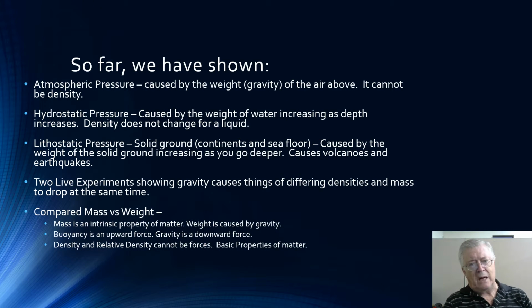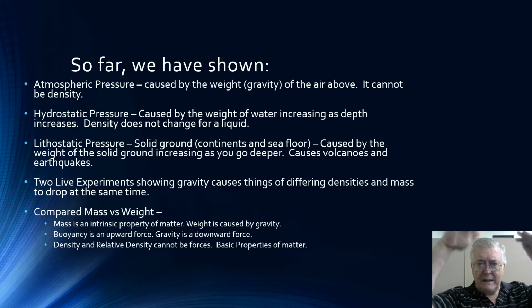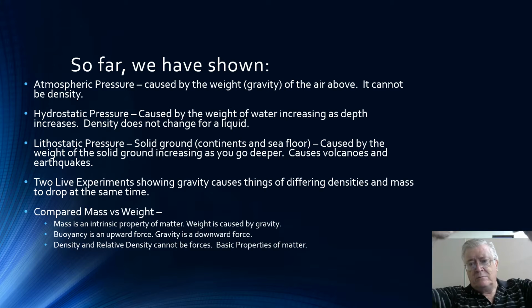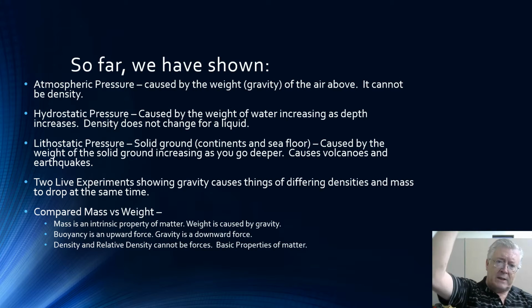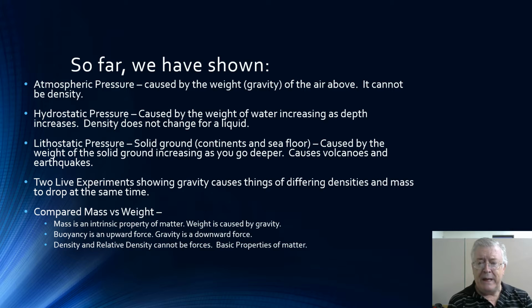So far, I have shown you, I think it's pretty clear, that atmospheric pressure is caused by the weight of the gravity of the air above. So if we start at the edge of the atmosphere, as we come down toward the planet, the air that's above weighs down upon the air below it, and so the pressure gets higher. It cannot be density.